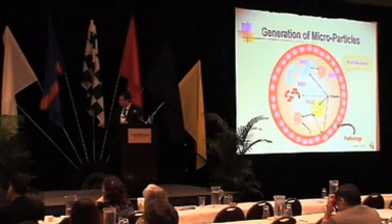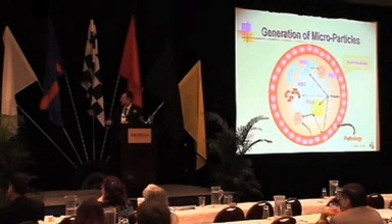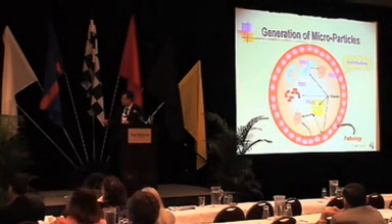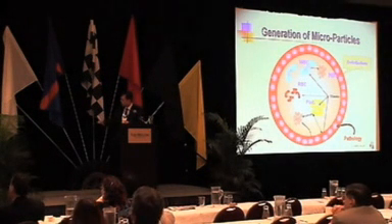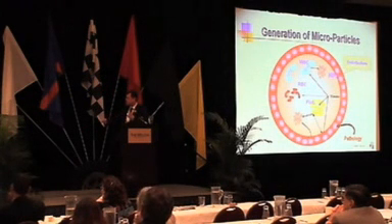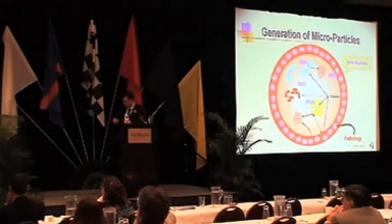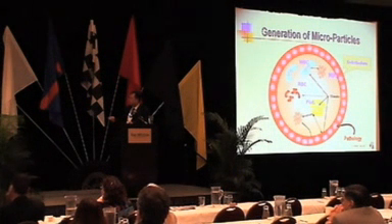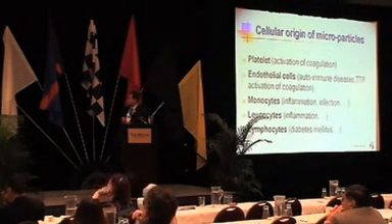So microparticles are generated during cell activation, cell disruption, or apoptosis, when there is breakage of membrane asymmetry, and some parts of the phospholipid membrane can be released as microparticles. And these microparticles can carry some proteins which are already present on the cell surface.